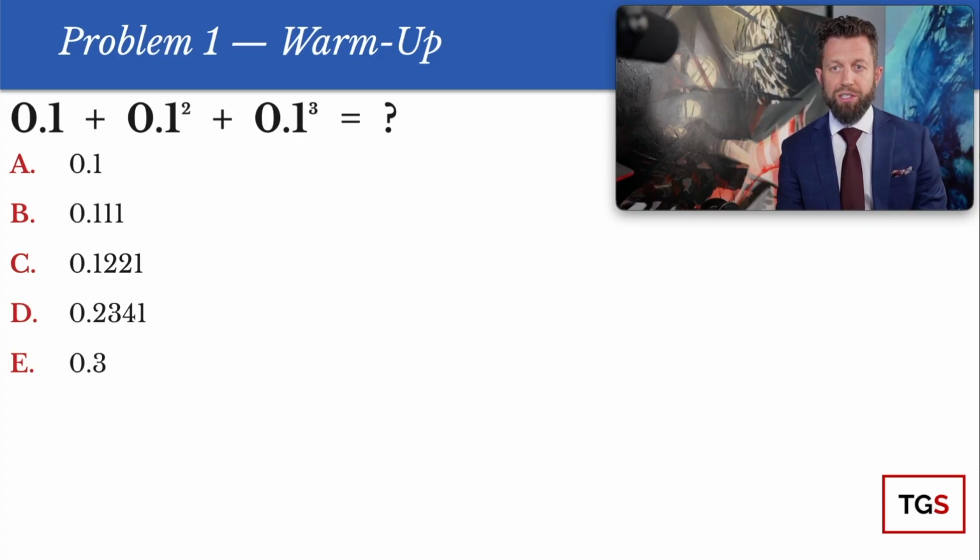Option A is 0.1. Option B is 0.111. Option C is 0.1221. Option D is 0.2341. And option E is 0.3. Again, I recommend pausing here and getting as far as you can. I'm just going to jump into my commentary.